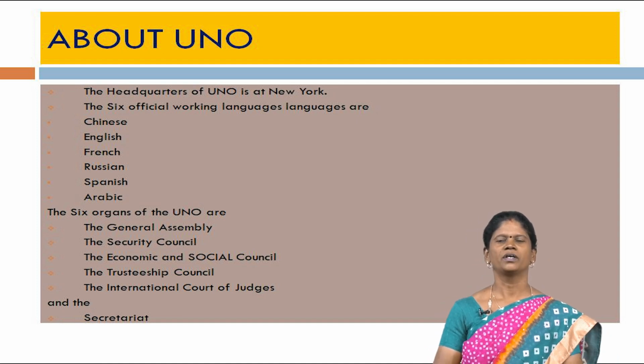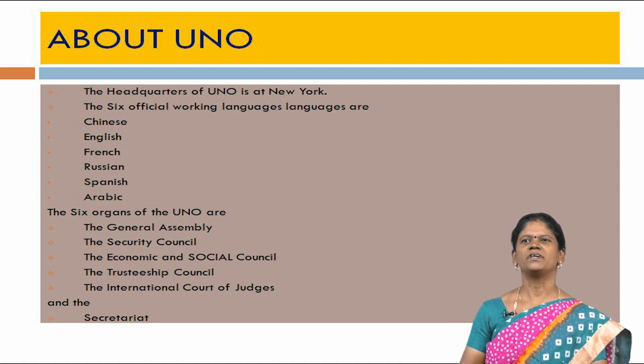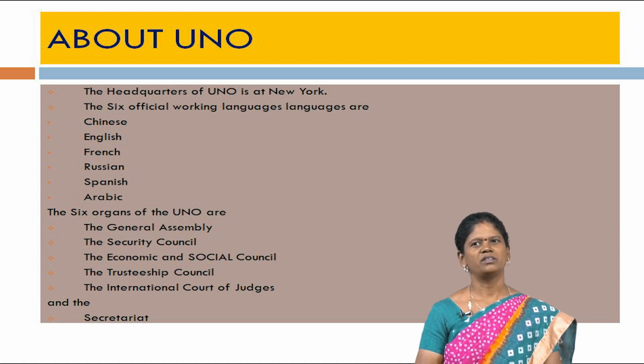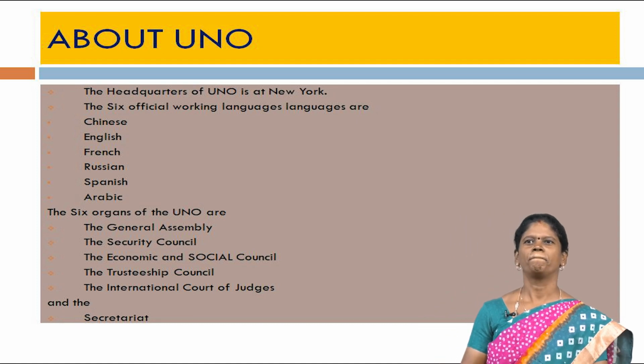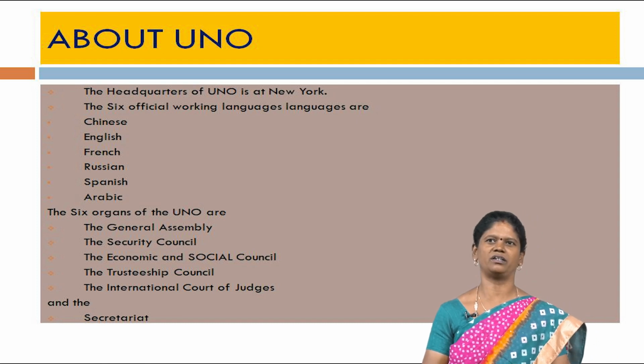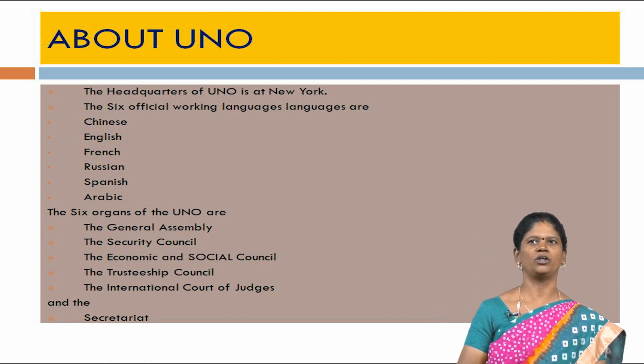The General Assembly, the Security Council, the Economic and Social Council, the Trusteeship Council, the International Court of Justice and the Secretariat. There are six organs of the UNO.